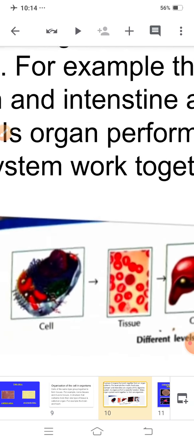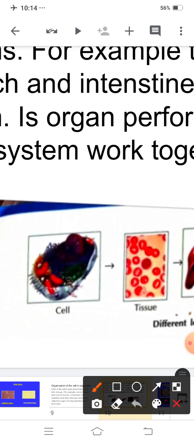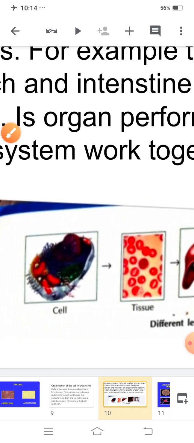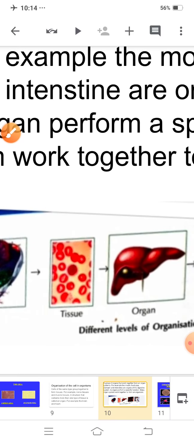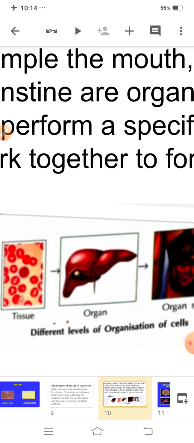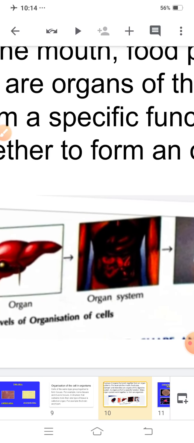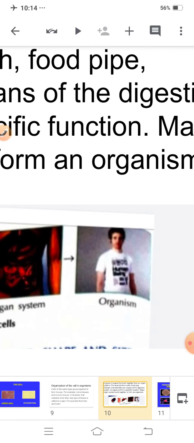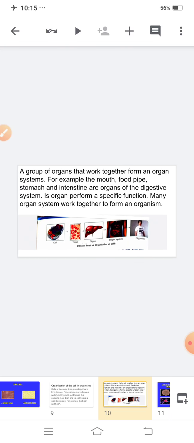See, the first image is a cell. If you collect a number of cells together, what will they form? They will form tissue. Collect tissues, they will form an organ. Collect different types of organs, they will form an organ system. And different organ systems together will make your organism. Is this clear to you?